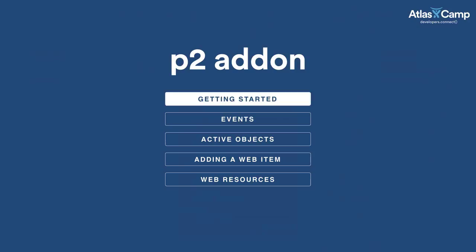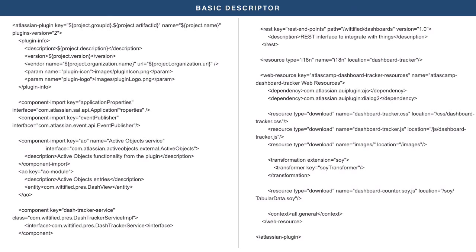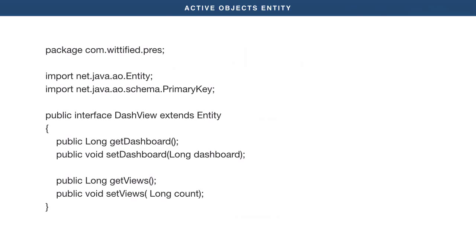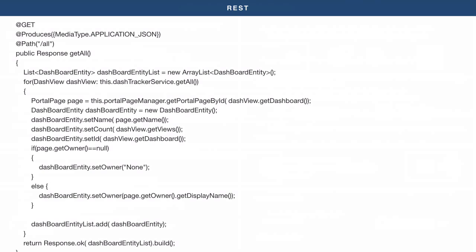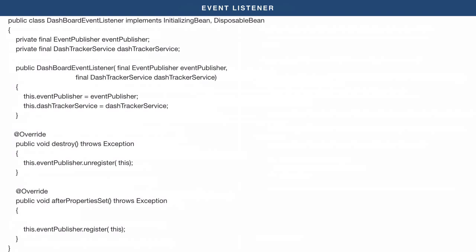I've already written this add-on for the most part. I've created the basic descriptor, active objects, entities, a service, the REST, and event listener, and all that stuff, CSS, JavaScript. What's left is to glue it all together. This add-on will track dashboard views in Jira. So the very first thing we want to do is figure out when a user views a dashboard.